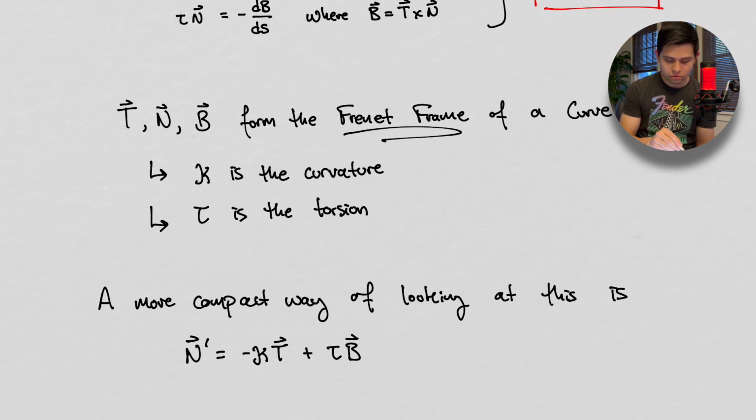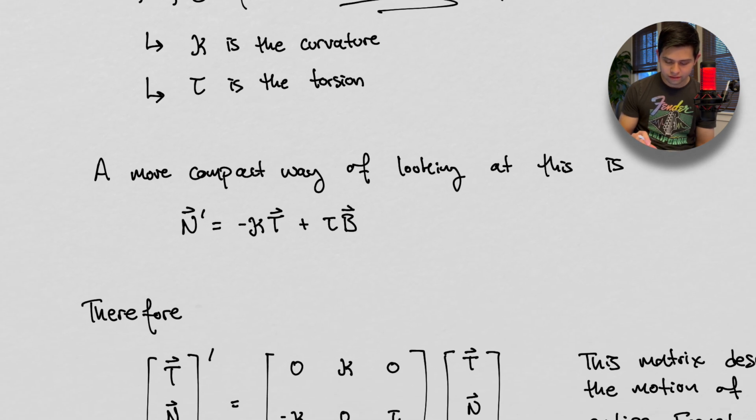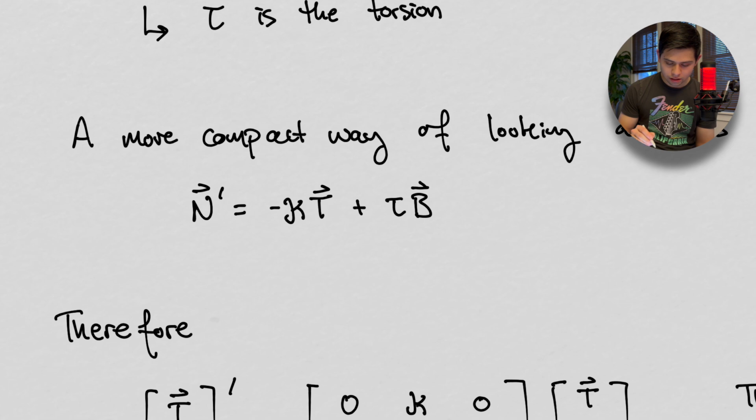So T, N and B are three principal vectors along a curve that define exactly how the curve, or the path, behaves, and they form a frame called the Frenet frame of a curve. And kappa is the curvature of that curve, and tau is the torsion of that curve. A more compact way of looking at this is like this, okay?